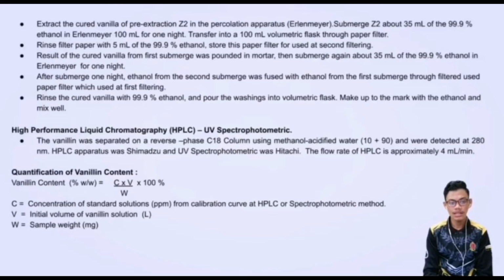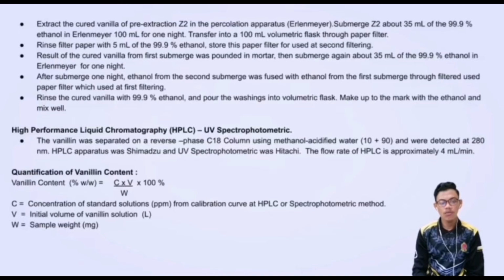For high-performance liquid chromatography (HPLC) and UV spectrophotometry, the vanillin was separated on a reverse phase C18 column using methanol and acidified water, 10 plus 90, and was detected at 280 nm. The HPLC apparatus was Shimadzu and the UV spectrophotometer was Hitachi. The flow rate of the HPLC is approximately 4 ml per minute.